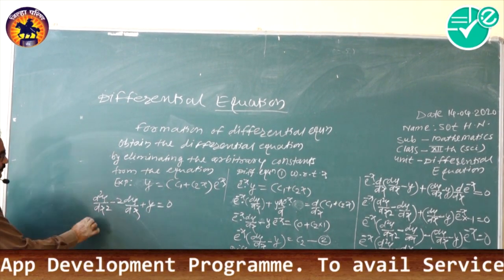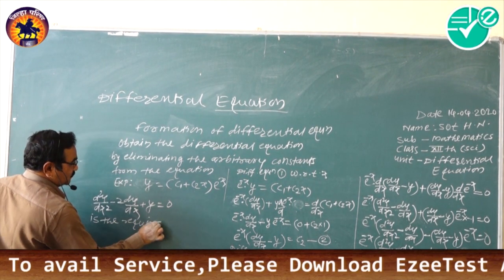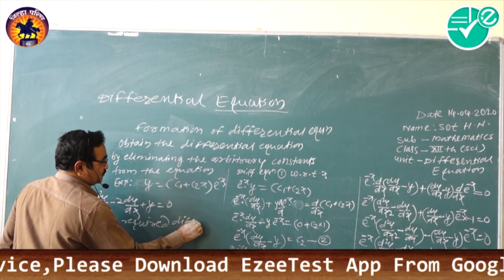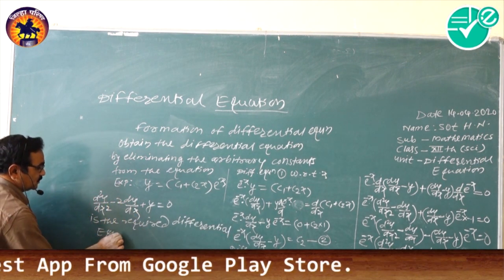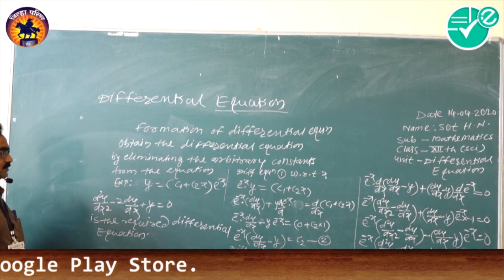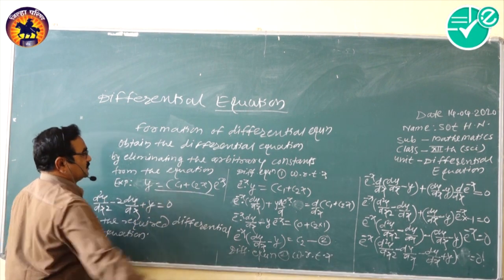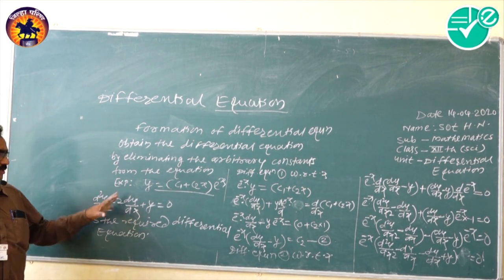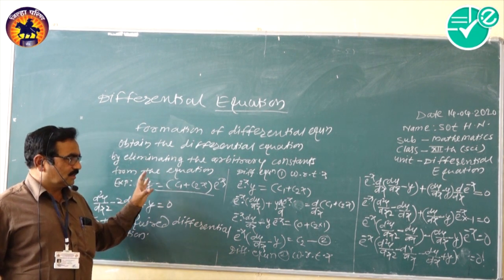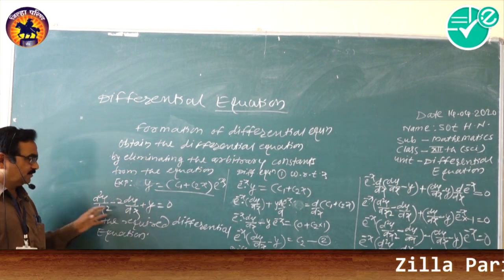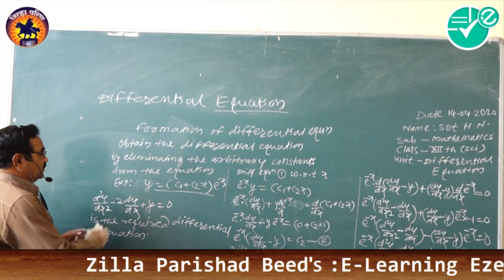is the required differential equation. When we are given functions of such types, we first of all take the derivative two times and then eliminate the arbitrary constants and write the differential equation. This is the required differential equation of the given function.